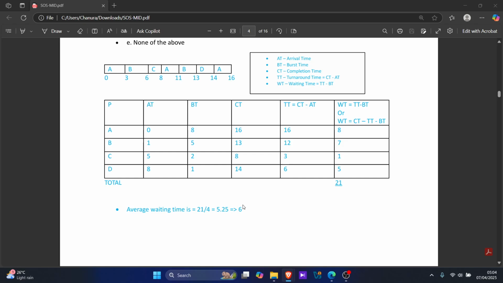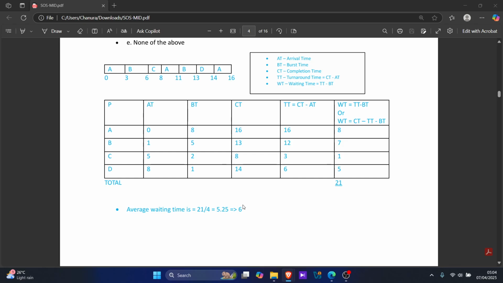Because the options don't have 5.25. The user initially thought 21/4 equals 5.25 equals 6, but that's incorrect. The correct average is 5.25, so the answer must be E.